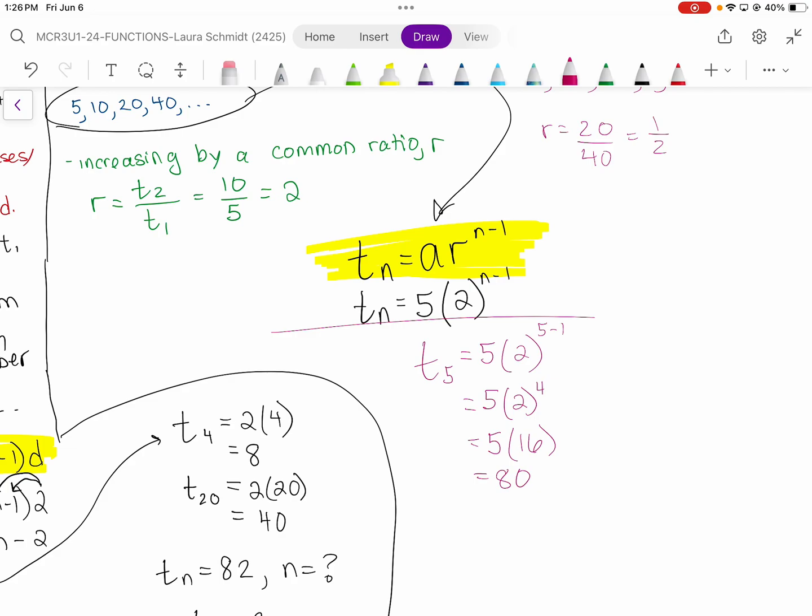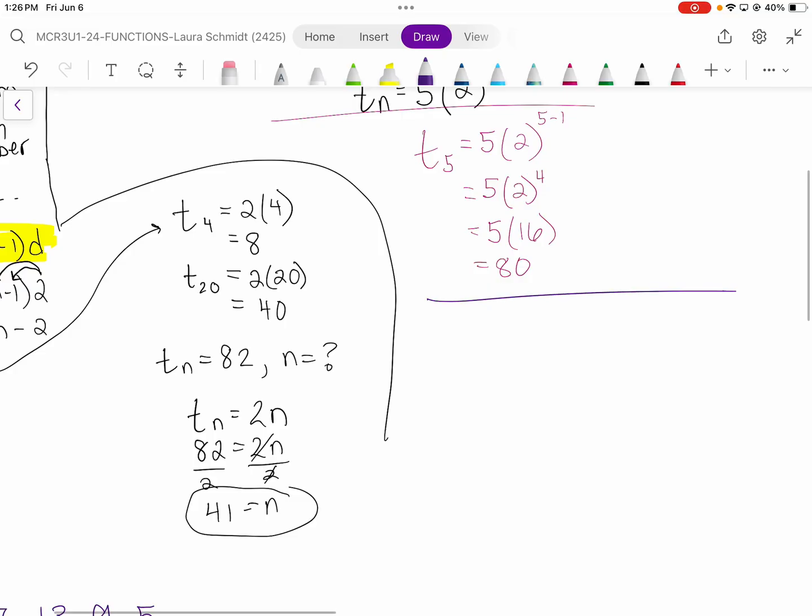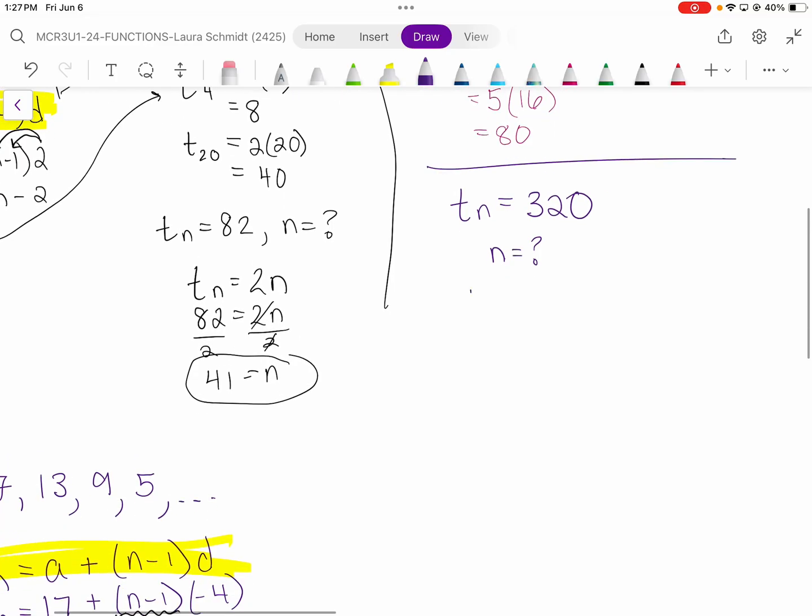Wait, what if we knew that, can we, experiment time. What if they give us a T n? Is it still gonna be good to solve this? I feel like we're gonna have to solve for an exponent. Let's just try it. I guess I have to pick a real value. Let's pick 320. Let's say you know that the nth term is 320. What term is it? Can we solve for that? Do we have the skills?